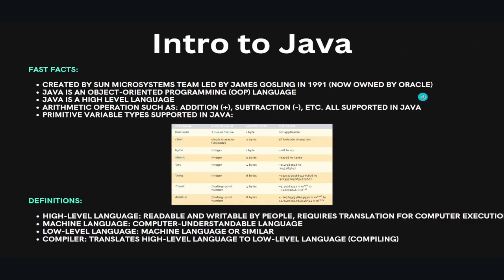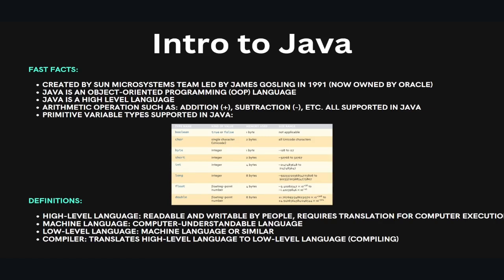So let's start off with the actual content in today's session. Just a quick intro. Let's talk about Java. Some fast facts: it was created by the Sun Microsystems team, led by James Gosling in 1991, now owned by Oracle. It's an object-oriented programming language. So that's going to be our bigger focus here, to get you guys more familiar with object-oriented programming. I'm going to talk about them in the next couple of slides. But for now, here's just some background info on Java.